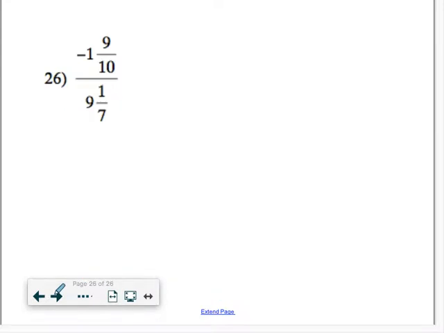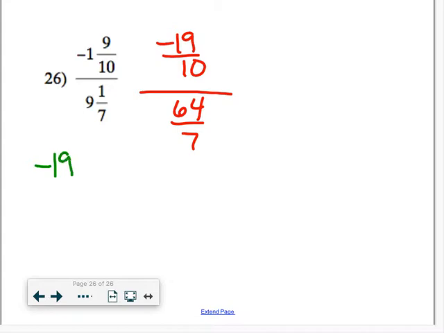All right, last one. Yes. All right, it's around the clock. Negative 19 over 10. 64 over 7. Hopefully you got that. 10 times 1 plus 9. 7 times 9 plus 1. And if you were to write it that other way, negative 19 over 10 divided by 64 over 7.